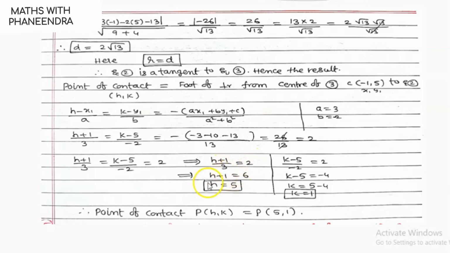So equating these, (h plus 1) by 3 is equal to 2, h plus 1 is equal to 6, h is equal to 6 minus 1, h is equal to 5. (k minus 5) divided by minus 2 equal to 2, k minus 5 equal to minus 4, so k equal to 5 minus 4, k equal to 1. Therefore, the point of contact P of h comma k is equal to P of 5 comma 1.